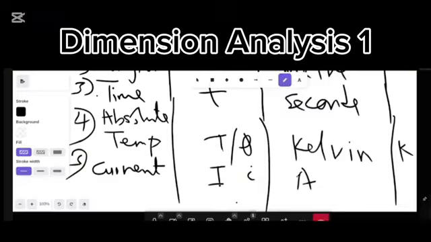So this is current, and what is the unit? Amperes. Okay, the unit for this is amperes. You can shorten it as amps.